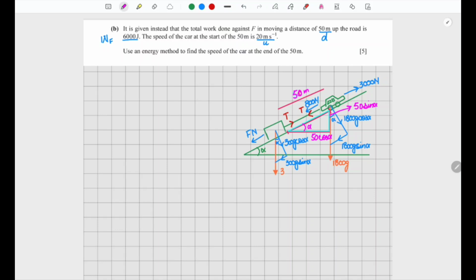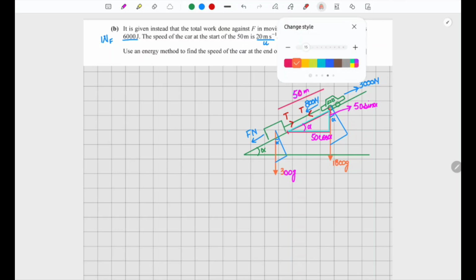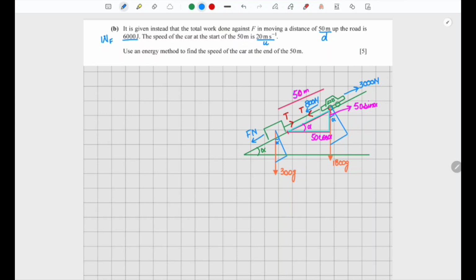Okay, now what we need to do is to use the energy method. You can ignore the rest of the whole thing from here in doing the energy method. We won't be needing the rest of the things, so if you want to just get rid of these, you can. Okay, 300 g. Now use the energy method.